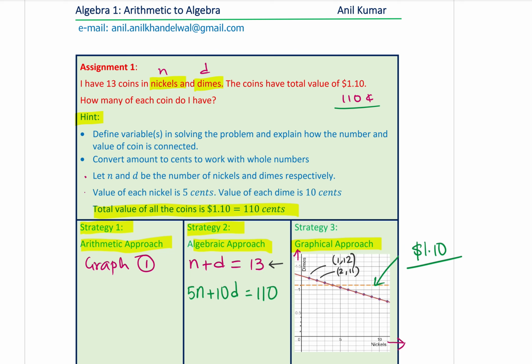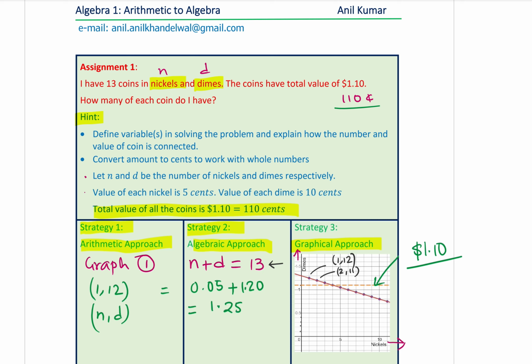So in this graph, actually I've used the decimal values. Let me rewrite this equation. For each combination of nickels and dimes, so if I have 1 and 12, that is nickels and dimes, we could calculate the value. So the value will be what? 1 nickel will mean 0.05 plus 12 dimes, which will mean 1.20, and that gives you a value of 1.25, right?